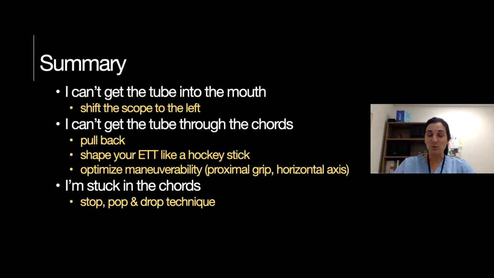Pull it back. So pull back your scope to create some more space. Make sure you have either the rigid stylet that comes with the Glidescope, or shape your ET tube like a hockey stick. And finally, most important tip, in my opinion, make sure you're able to optimize your maneuverability. So get a proximal grip and also enter on a horizontal axis. So then you can actually twist it after when you're right above the cords.